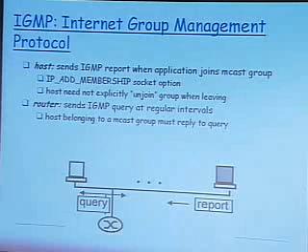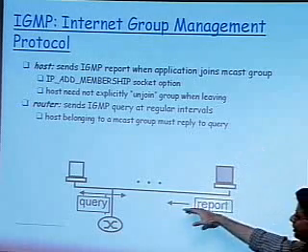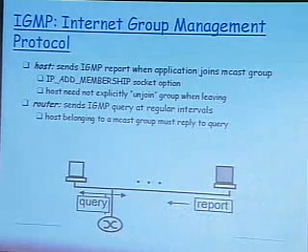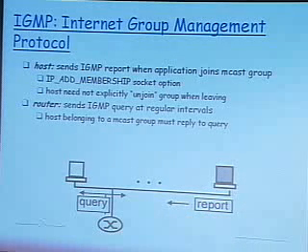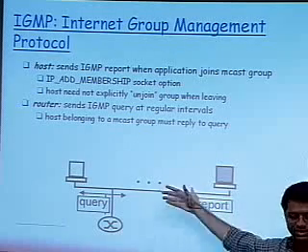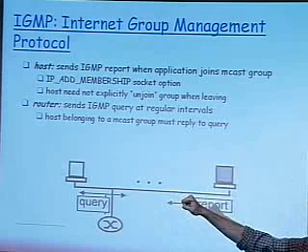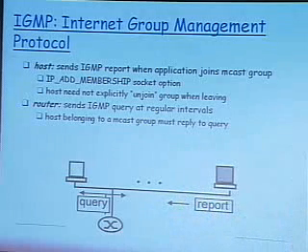So the host need not explicitly unjoin a group. The router will periodically query at regular intervals, and hosts belonging to a multicast group must reply to the query. If no one replies, then the router will time that multicast group out and take itself off in the wide area network. So the router periodically queries after someone has joined, are you still interested? Are you still interested? And if no one replies, then the router will take itself off.